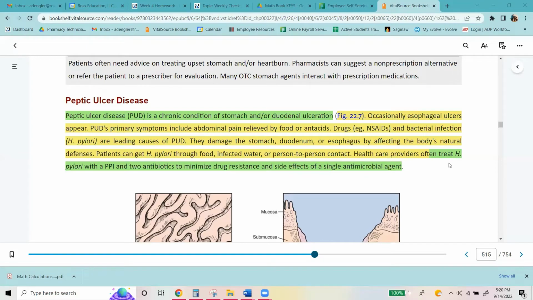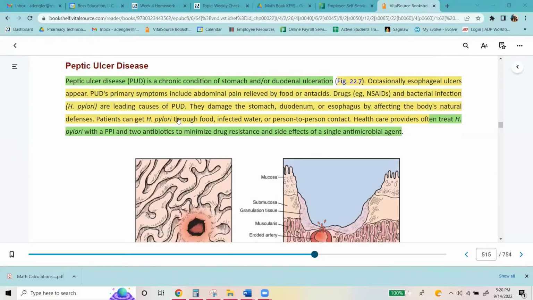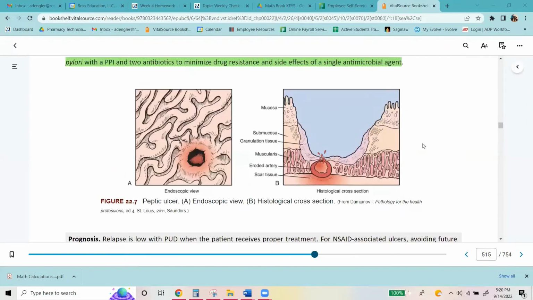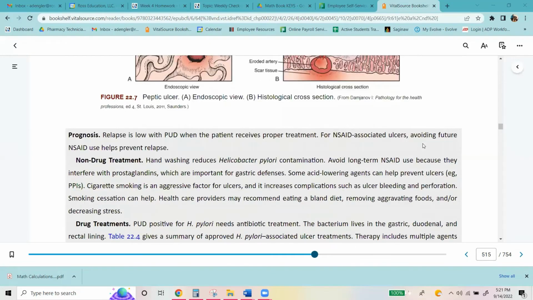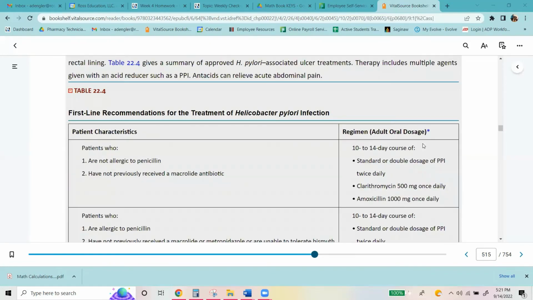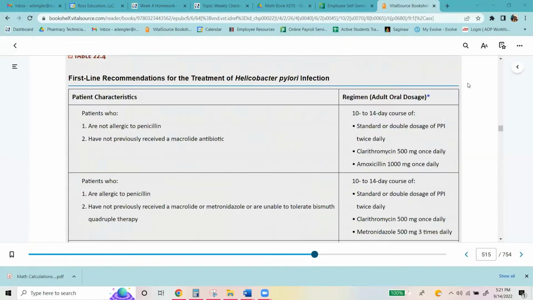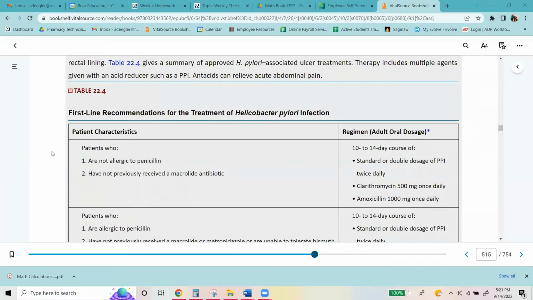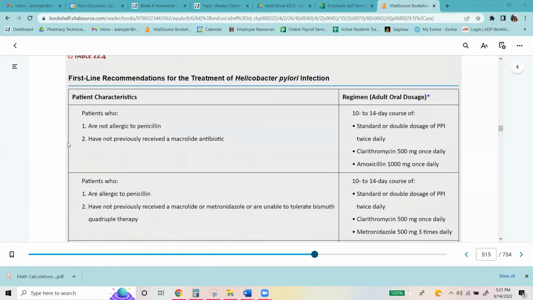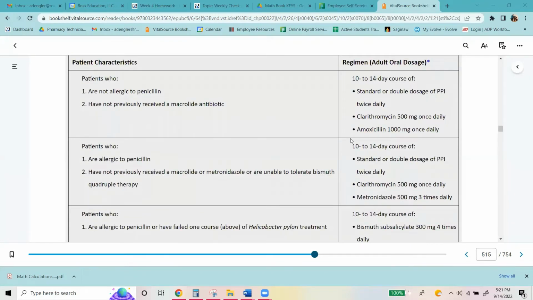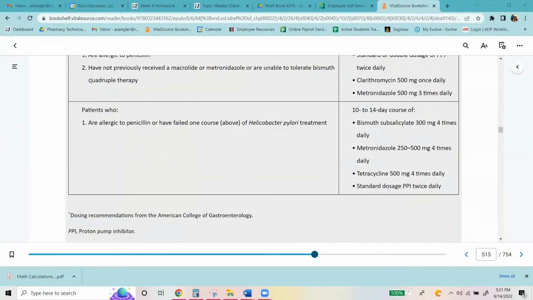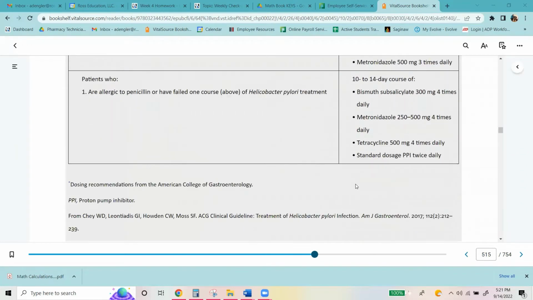Healthcare providers often treat H. pylori with a PPI and 2 antibiotics to minimize drug resistance and side effect of a single antimicrobial agent. And table 22.4 lists the first line recommendations for the treatment of H. pylori infection. So patients who are not allergic to penicillin would do this regimen, and patients who are allergic to penicillin would do this. And some patients who are allergic to penicillin or have failed their first course of treatment for H. pylori would follow this.